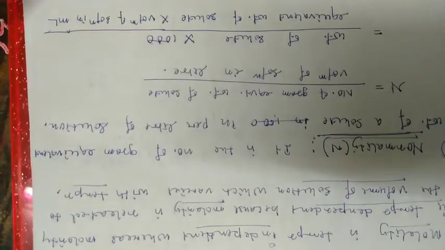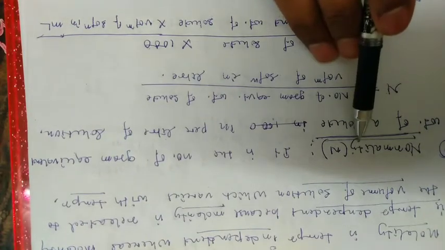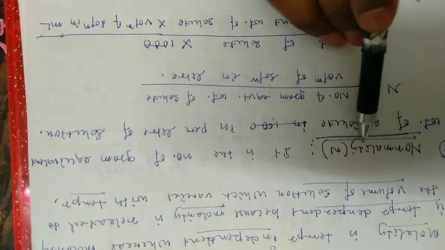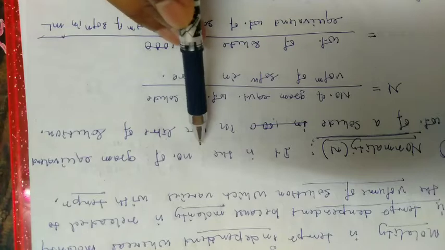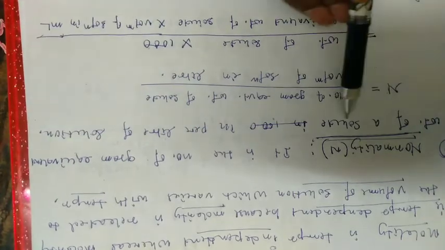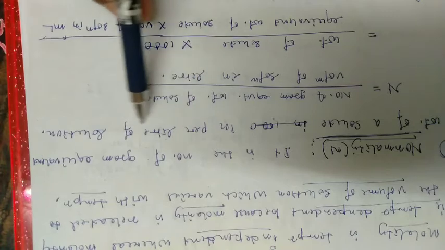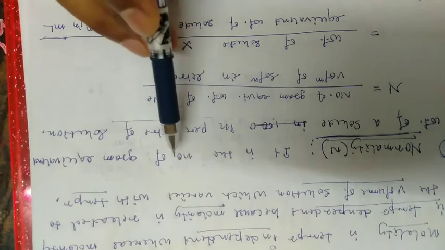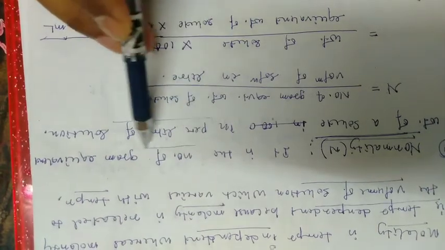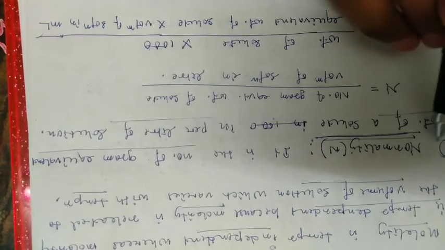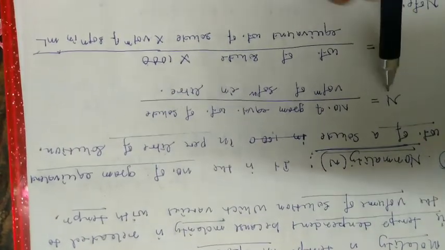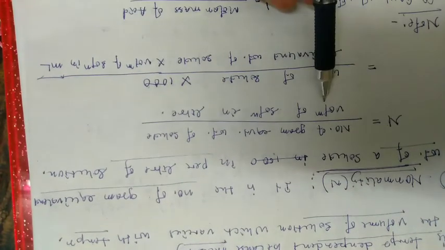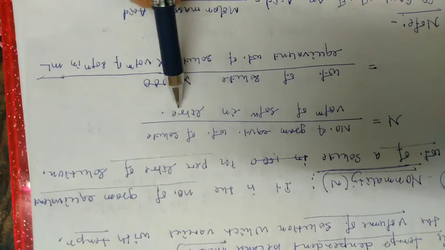And one more concentration unit, that is normality. It is not mentioned in your textbook, but it is important for entrance examinations. That is normality, denoted by capital N. It is the number of gram equivalent weight of solute present per liter of solution. In 1 liter of solution, the number of gram equivalent weight of solute is called the normality. So normality equal to number of gram equivalent weight of solute divided by volume of the solution in liter.